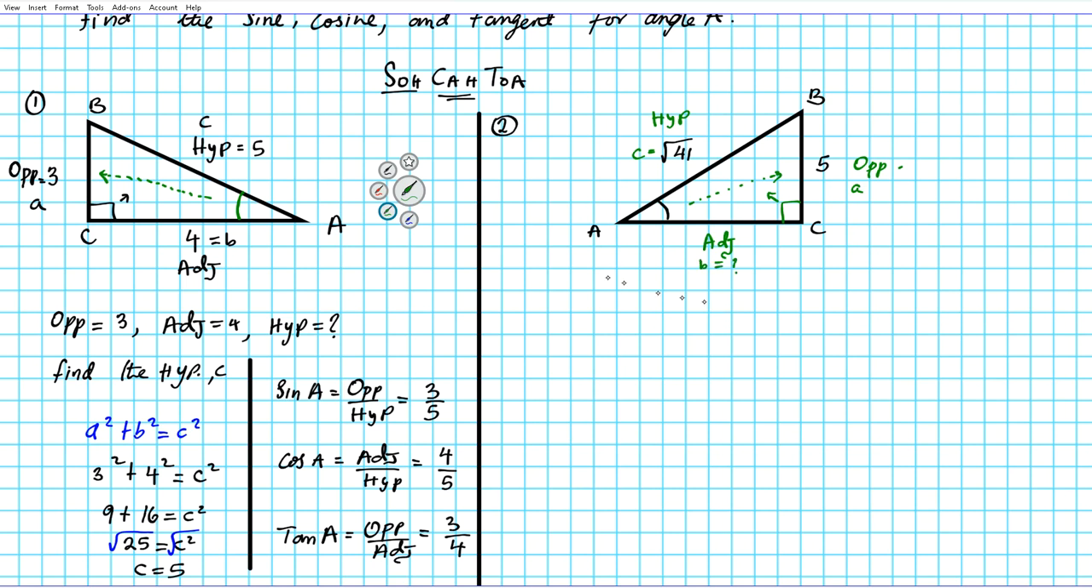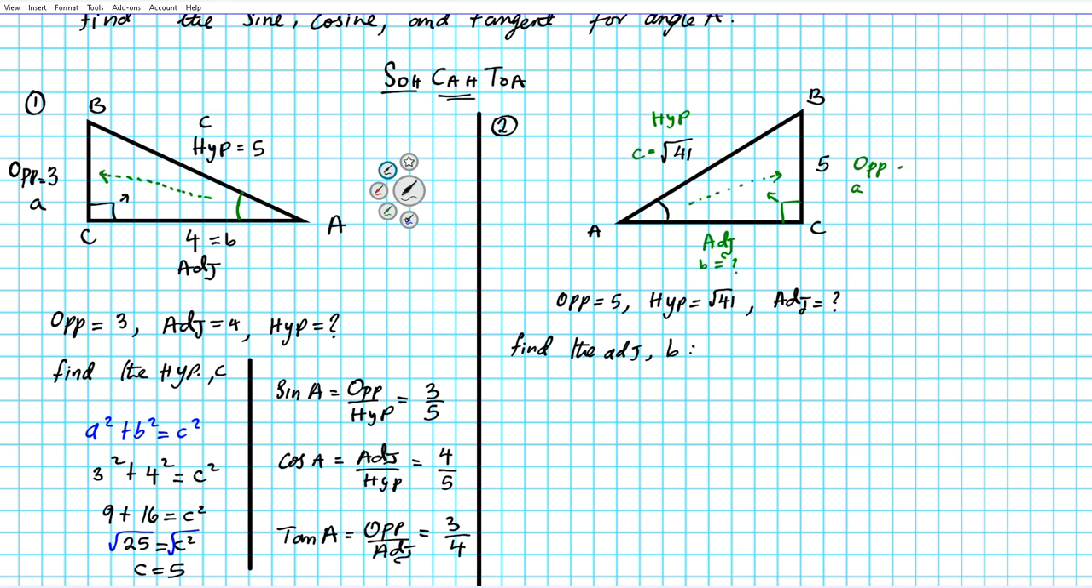All right, so let's write down what we know and what we need. So we know that the opposite, which is A, is 5. The hypotenuse, which is C, is root 41. And then your adjacent is unknown. So what we're going to do is we need to find the adjacent, which is the B measure. All right, so let's do it.